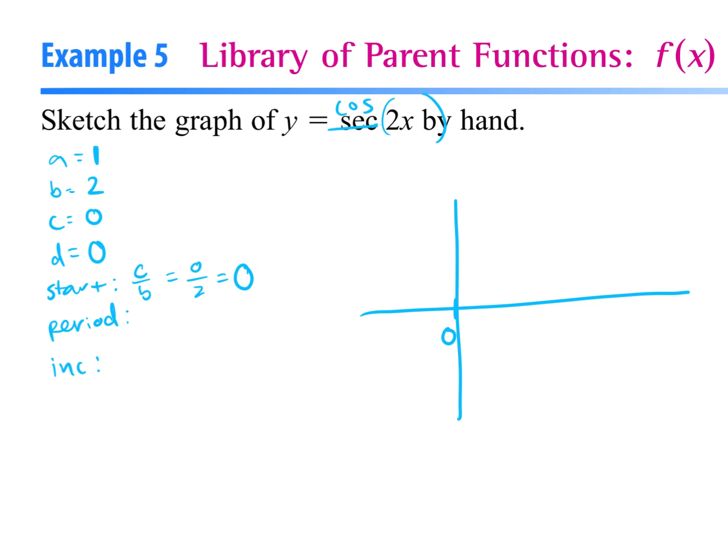How do I find the period? 2 pi over b, which would be 2 pi over 2. So the period is pi. And then how do I find the increments? Period over 4. So pi over 4.